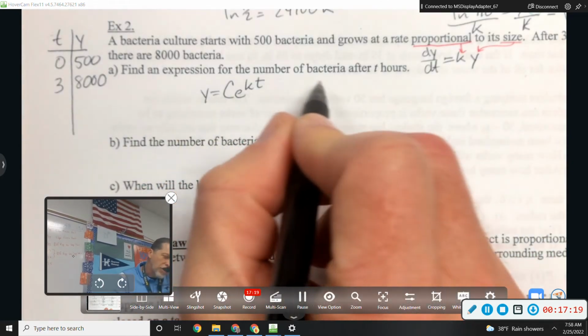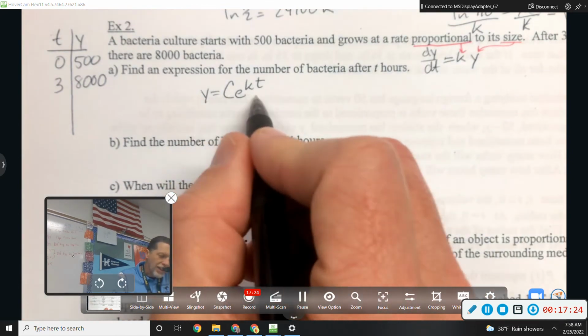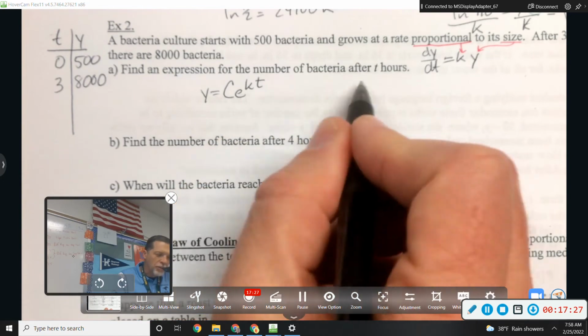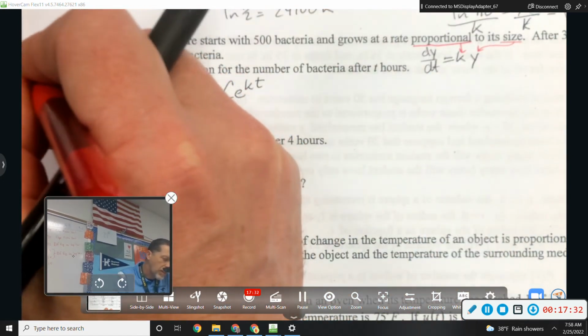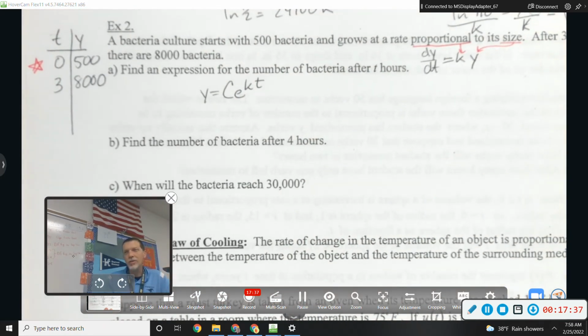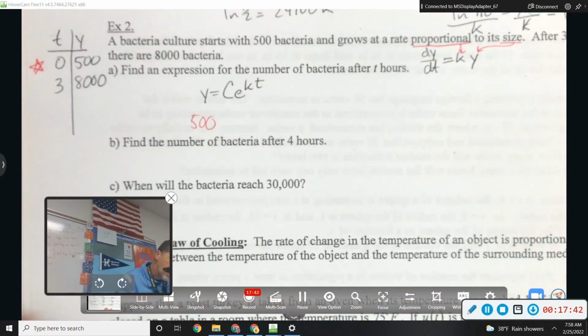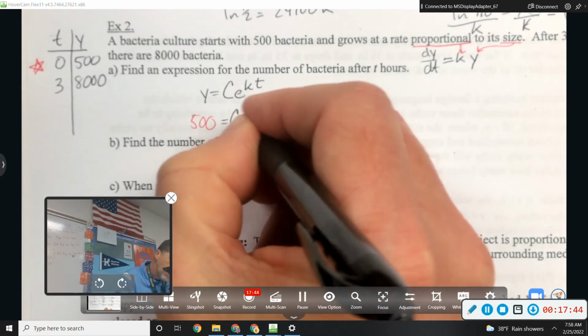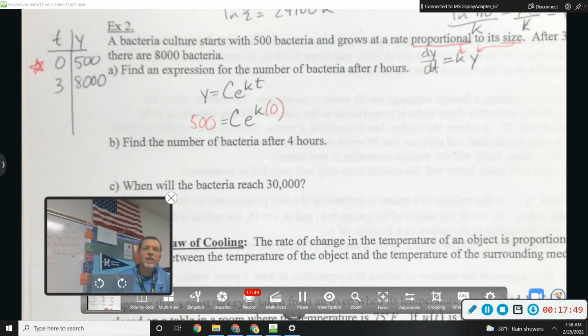Find an expression for the number of bacteria after t hours. Okay, well that's sort of the expression, but that really wouldn't tell me how many bacteria there are, because I need to figure out what C and K are. Again, if you got a 0, use the 0 first, because it usually makes life easier anyway. So 500 in for Y, 0 in for T. This is fabulous, because what's C equal to? 500.